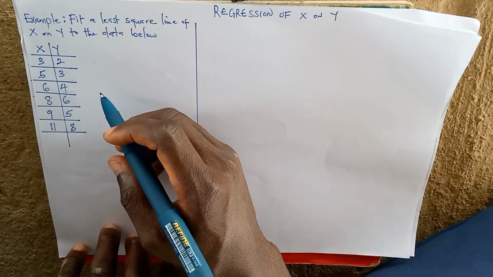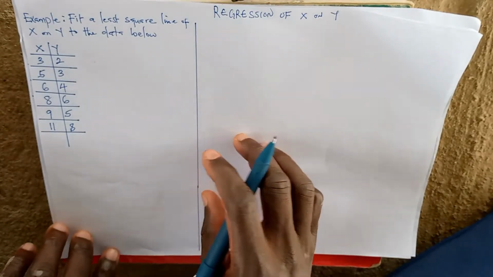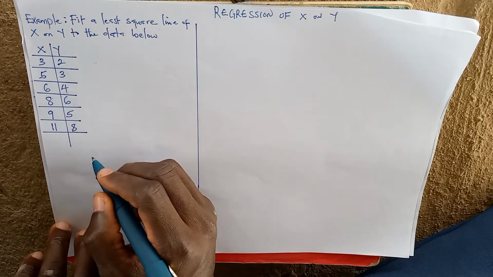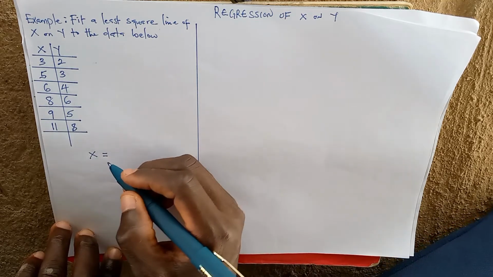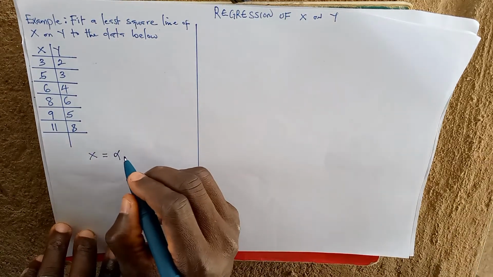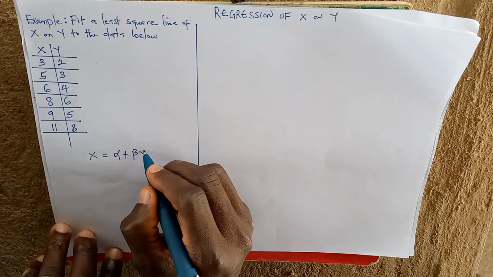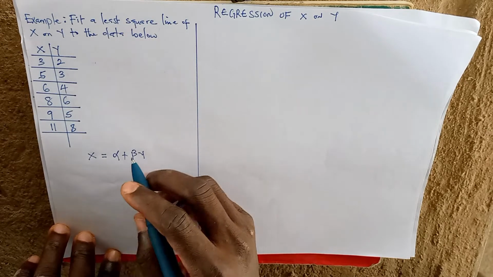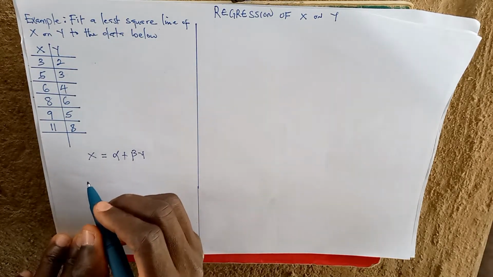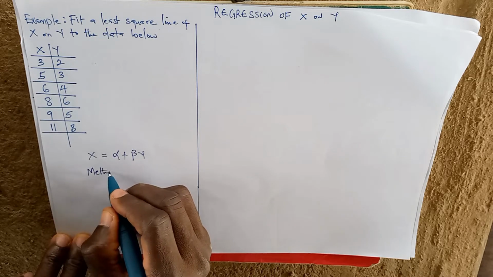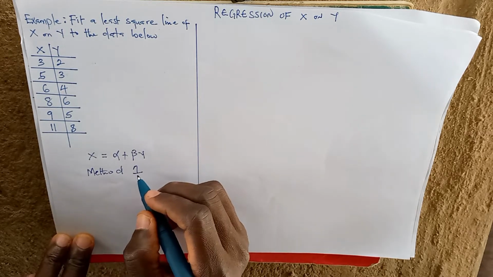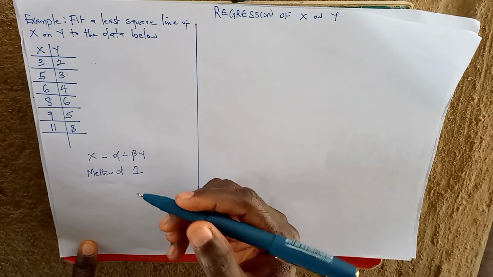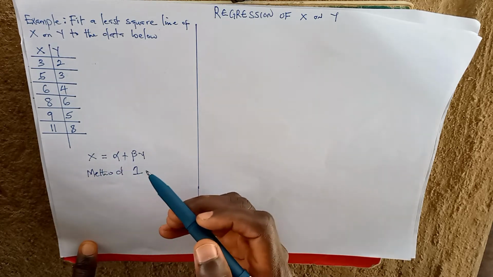Like I said, we're going to use three different methods, but first of all, let's write out a regression model of x and y. We say x equals alpha plus beta y. This is the regression model of x and y. Now the first method we'll be using, method 1, uses the formula for calculating the coefficients of this regression. The coefficients here are alpha and beta.